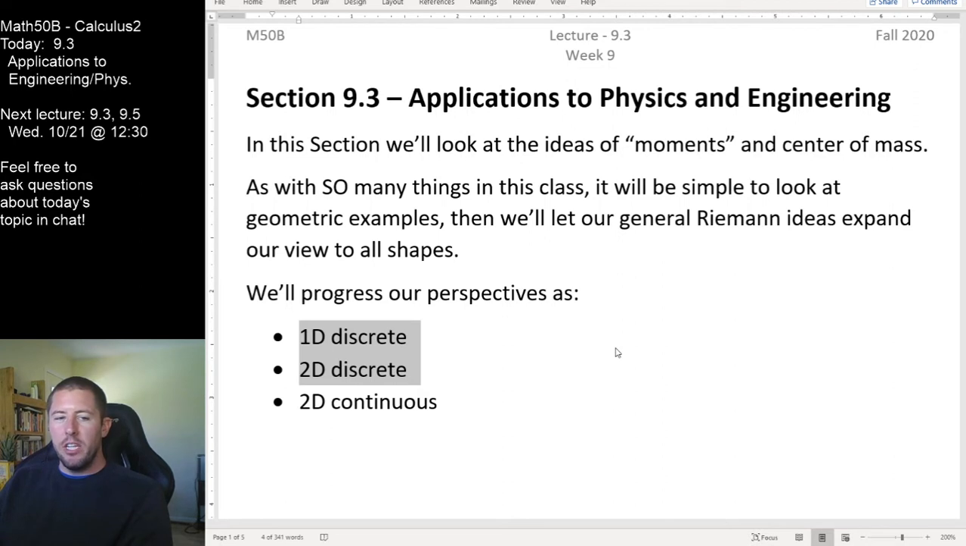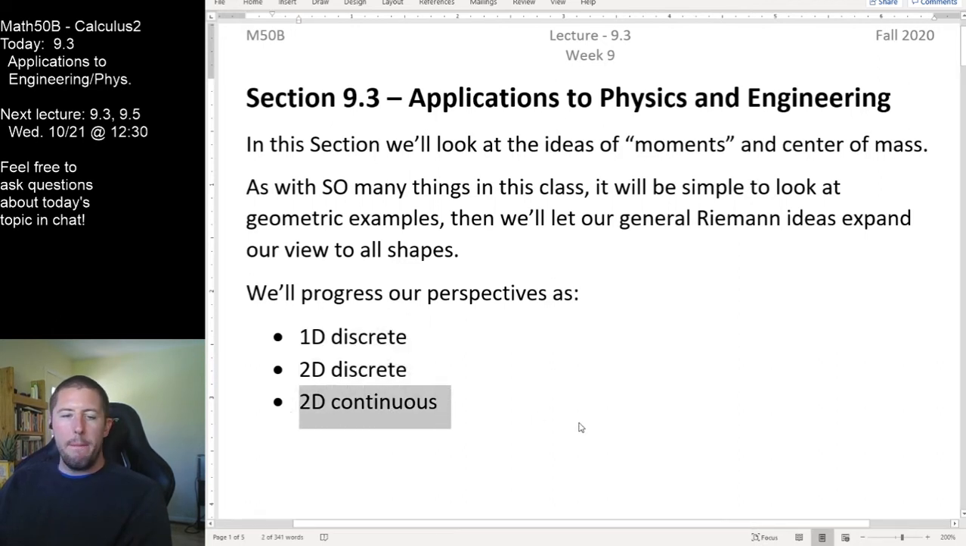We're going to get some very good geometric ideas of what those mean first in a 1D and 2D discrete setting. Our goal for the day, though, is to talk about a 2D continuous setting. Let me talk through what I mean by these 3 perspectives. In a 1D discrete setting, our masses can only exist in one-dimensional space, so on an axis. You should be picturing the x-axis, and discrete means we have a countable number of objects that we're going to attempt to measure this center of mass and the moments of. So you're just picturing a handful of objects on a line, and we want to identify where their center of mass is.